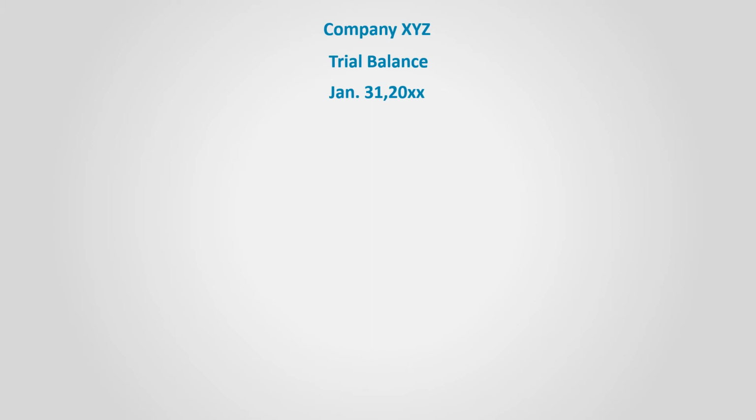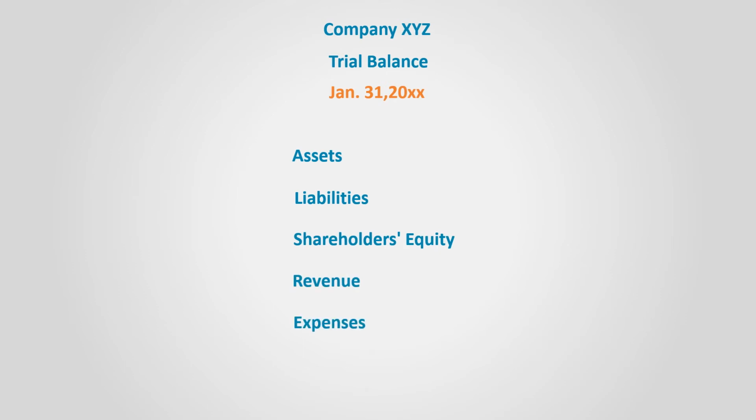Account balances change each minute, if not each second. It is extremely important to put the specific date in which the trial balance is prepared. Now we are going to list all of the accounts which the company has. However, it is better to put them in a certain order so that it is easier to find any account. This order is usually as follows: assets, followed by liabilities, followed by shareholders' equity, followed by revenues, and then expenses.